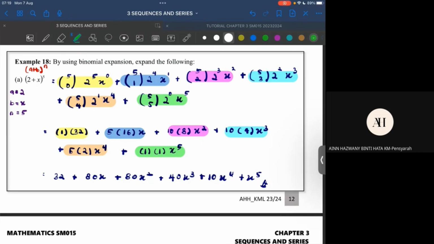So as you can see, tadi n kita 5, dia punya expansion mesti ada 1, 2, 3, 4, 5, 6 extra 1 dekat situ. Okay, expansion dia mesti ada extra 1. Sini ialah x to the power of 0 lah. So 0, 1, 2, 3, 4, 5 dekat situ. Jelas? Faham? Faham?